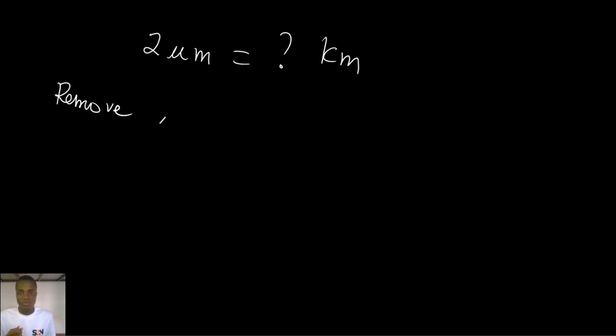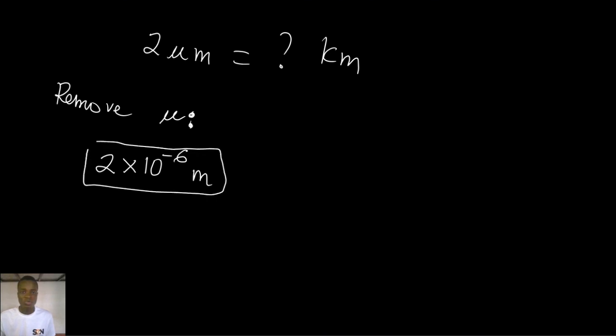So the first process is to remove. Let's remove the mu. How do we do that? It's going to be 2. To remove, we just convert the prefix into its decimal component. So this is the remover. Now this is our new number, the new thing that you are converting now to kilometers. This is now part 1, where you convert from a unit that's not having a prefix to another that's having a prefix. Remember how we did that?